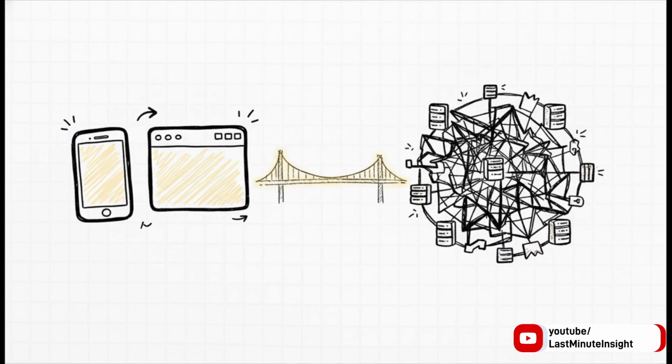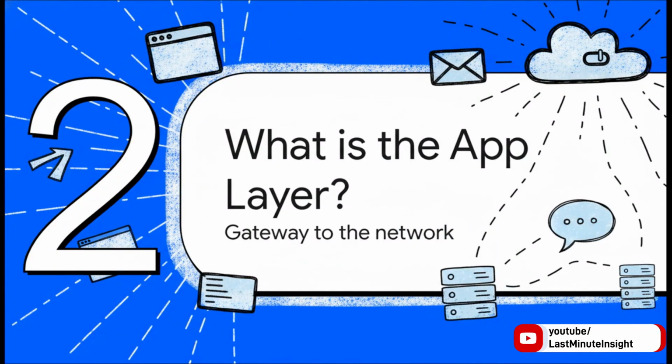Well, it's not actually magic, though it sure feels like it. The answer is an invisible bridge. It's a layer of technology built for one specific purpose: to connect the apps we understand with the super technical, complicated network that we don't. And this bridge, it has a name. And that bridge is the application layer. So let's really define what this thing is and see how it works as our personal gateway to the entire network.